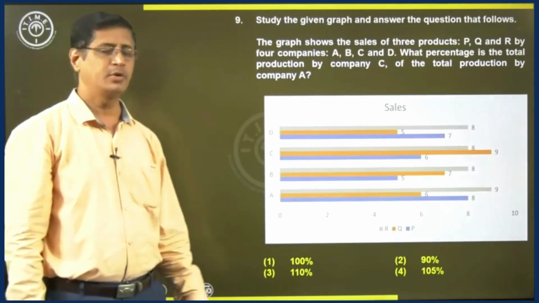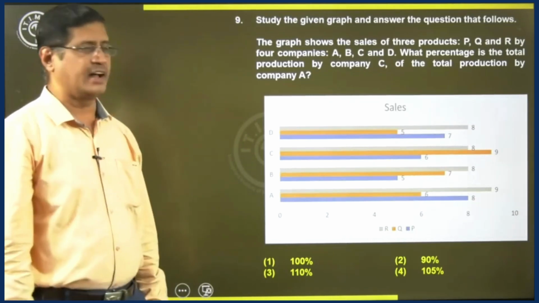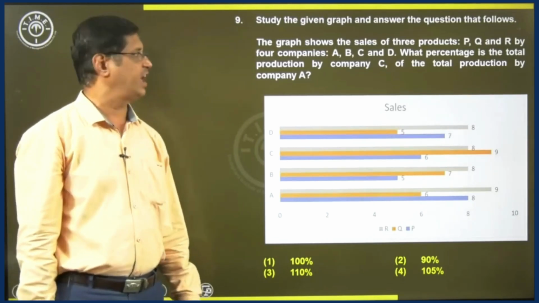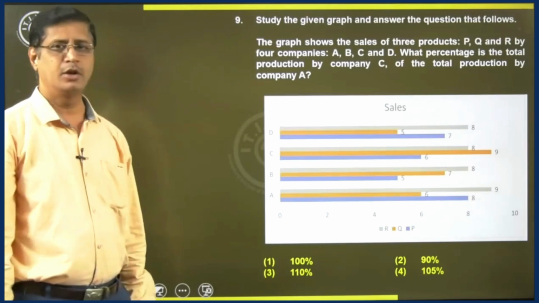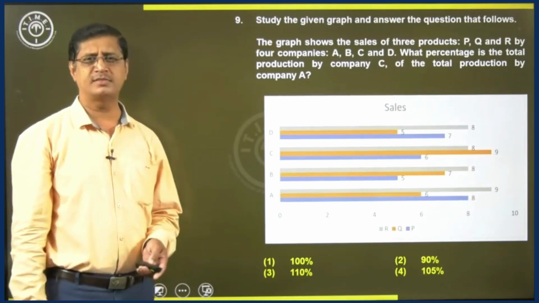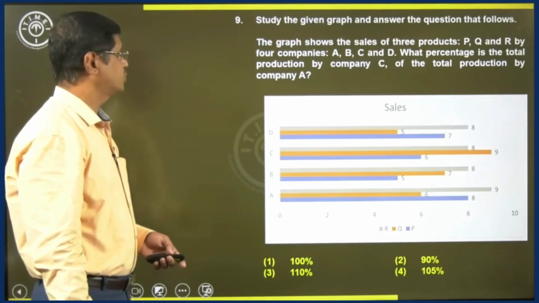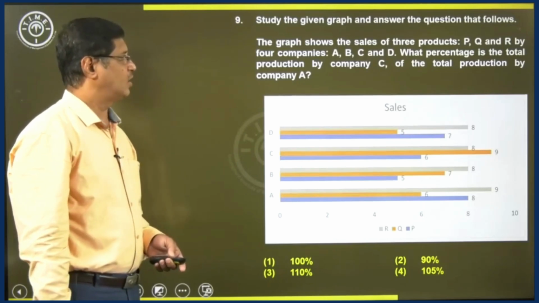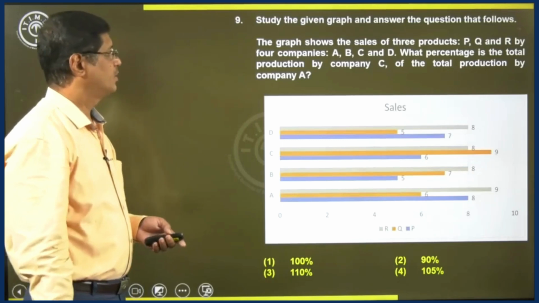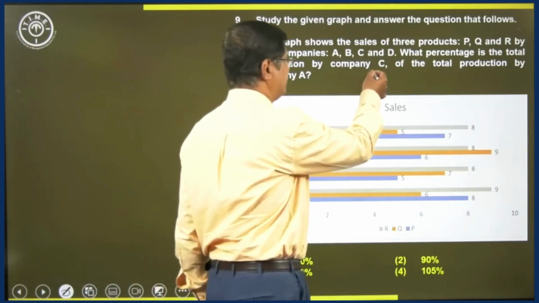Now look at the next example. Study the given graph and answer the questions that follow. The graph shows the sales of 3 products P, Q and R by 4 companies A, B, C and D. What percentage is the total production of the company C of the total production of the company A?